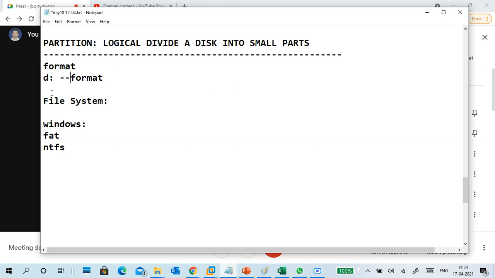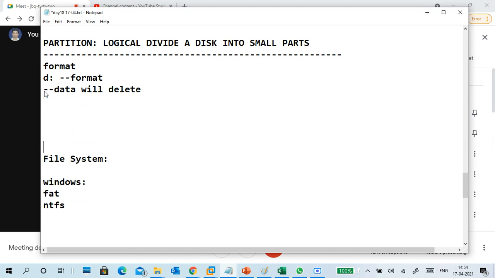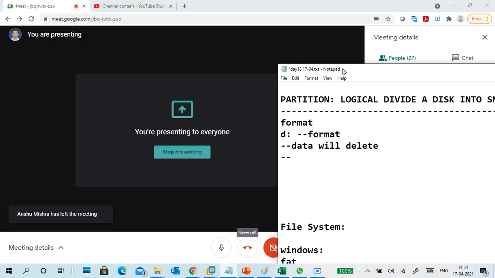Okay, so normally when you do format, automatically data will be deleted. But format does not mean deleting data. Understand? Format does not mean deleting data. But when you do format, compulsorily data will be deleted. So what is that relationship? Because of that outcome, we are understanding this one.